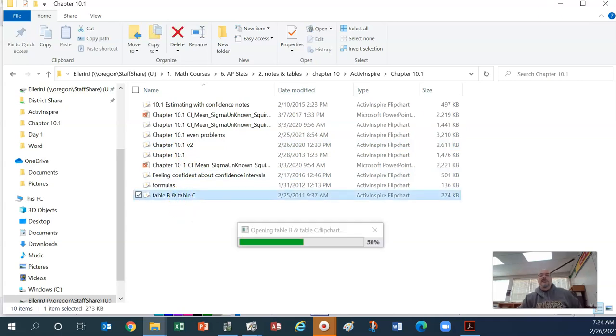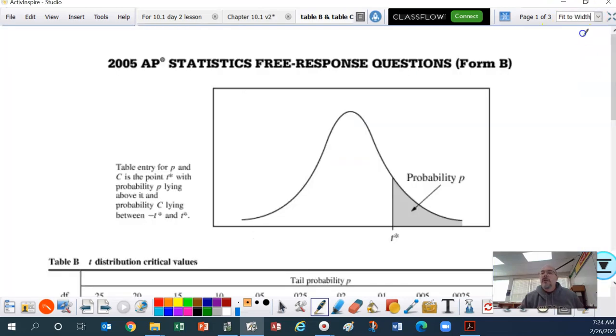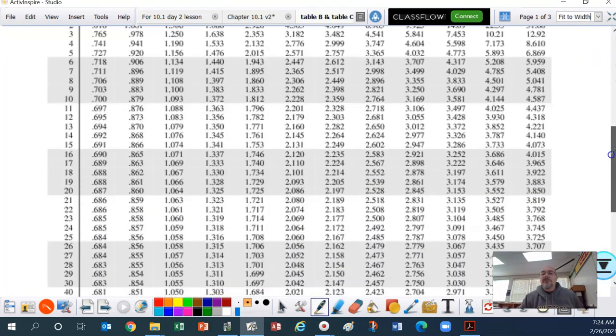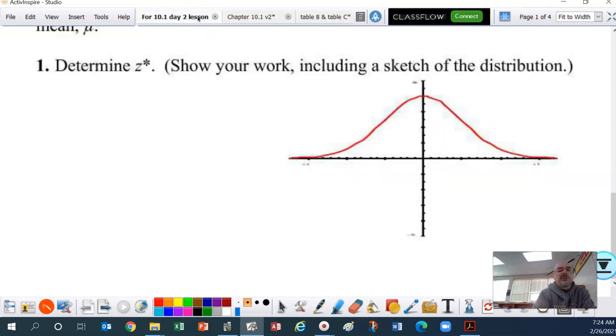All right, table B, ladies and gentlemen. Just like that, I got table B. Remember, at the bottom of the table is where we are finding our critical value. So we're going to 90%, and it's 1.645. So that is our critical value. Z star is 1.645.